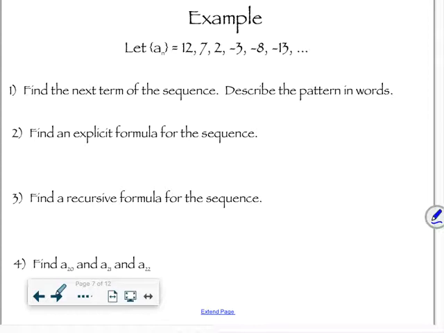So here's the next example. What I want you to do is I want you to do as much of this slide as you can. And it's okay if you can only do one part. We'll eventually get there. All right, if a sub n is the sequence 12, 7, 2, negative 3, and so on, find the next term and describe the pattern in words. If you can handle doing the explicit formula, now let me ask you this. Looking at the list, how would you know if this is linear?